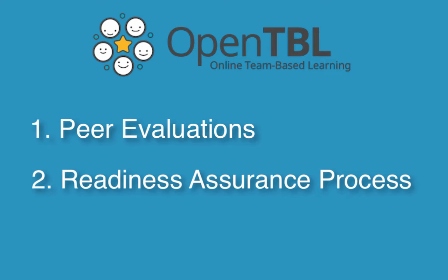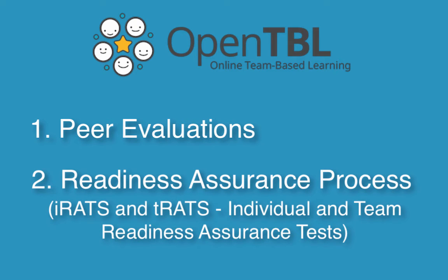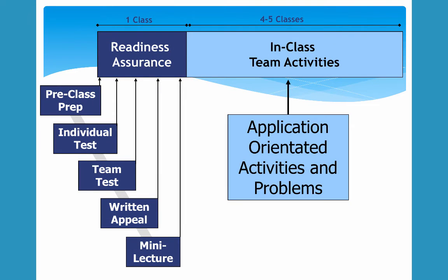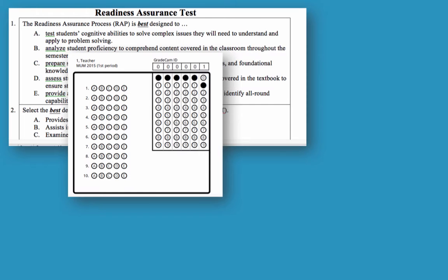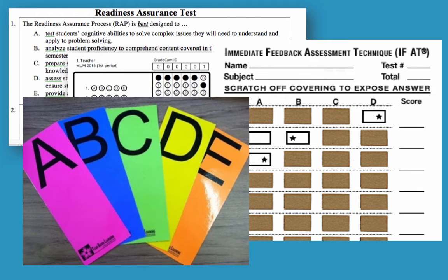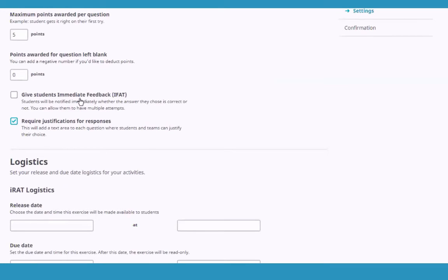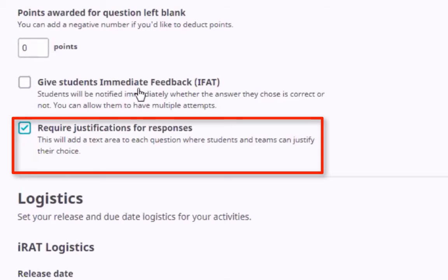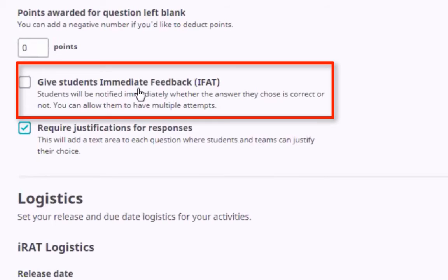Currently, it has the peer evaluation and readiness assurance process tools implemented, also known as the IRATs and TRATs. These are being continuously improved with user feedback. TBL is such a dynamic pedagogy centered around hands on team interaction that recreating it online poses some unique challenges. OpenTBL meets these challenges with some innovative solutions. The readiness assurance process tools in OpenTBL are customizable with TBL specific options, such as requiring justification for answer choices in the IRATs and allowing multiple attempts in the TRATs, where teams lose a point for each extra attempt.